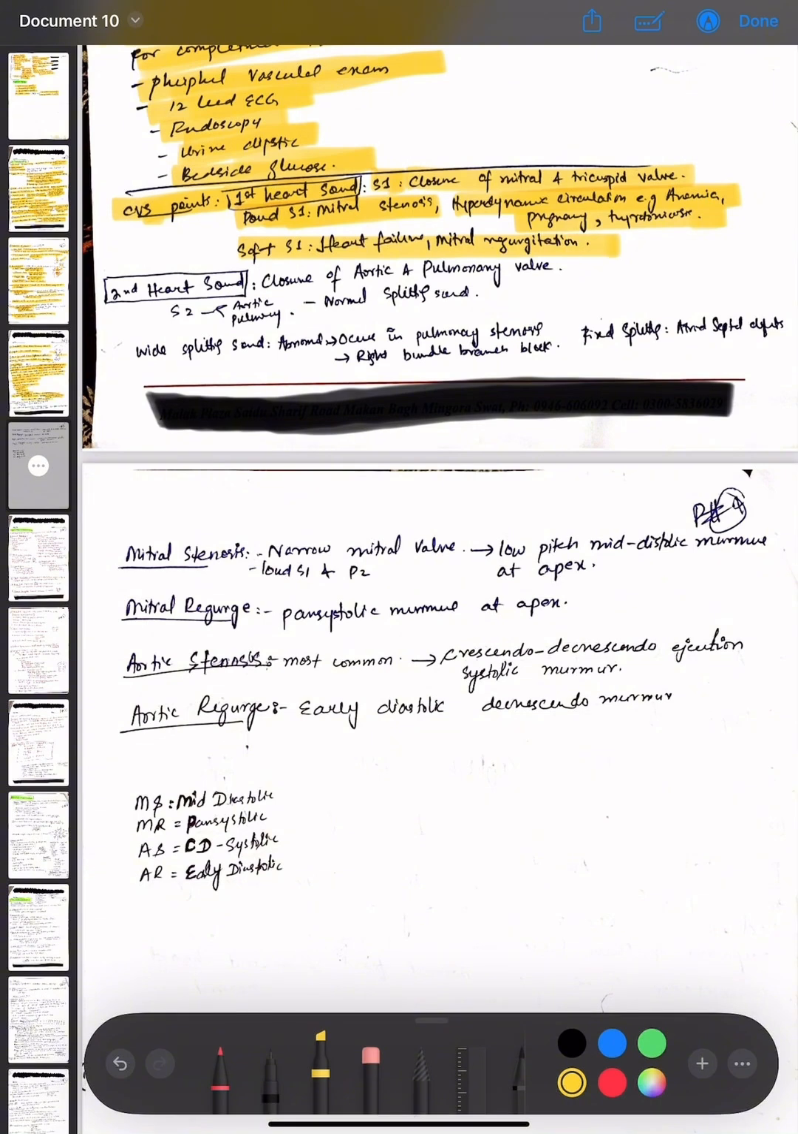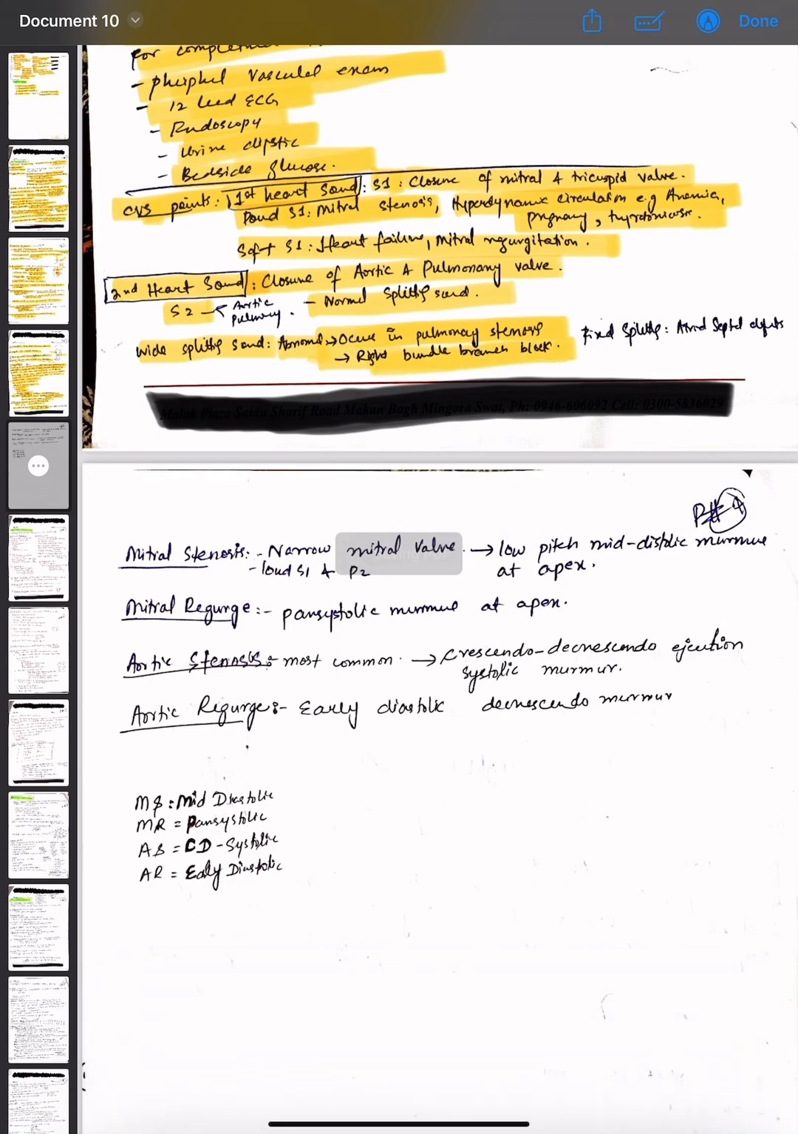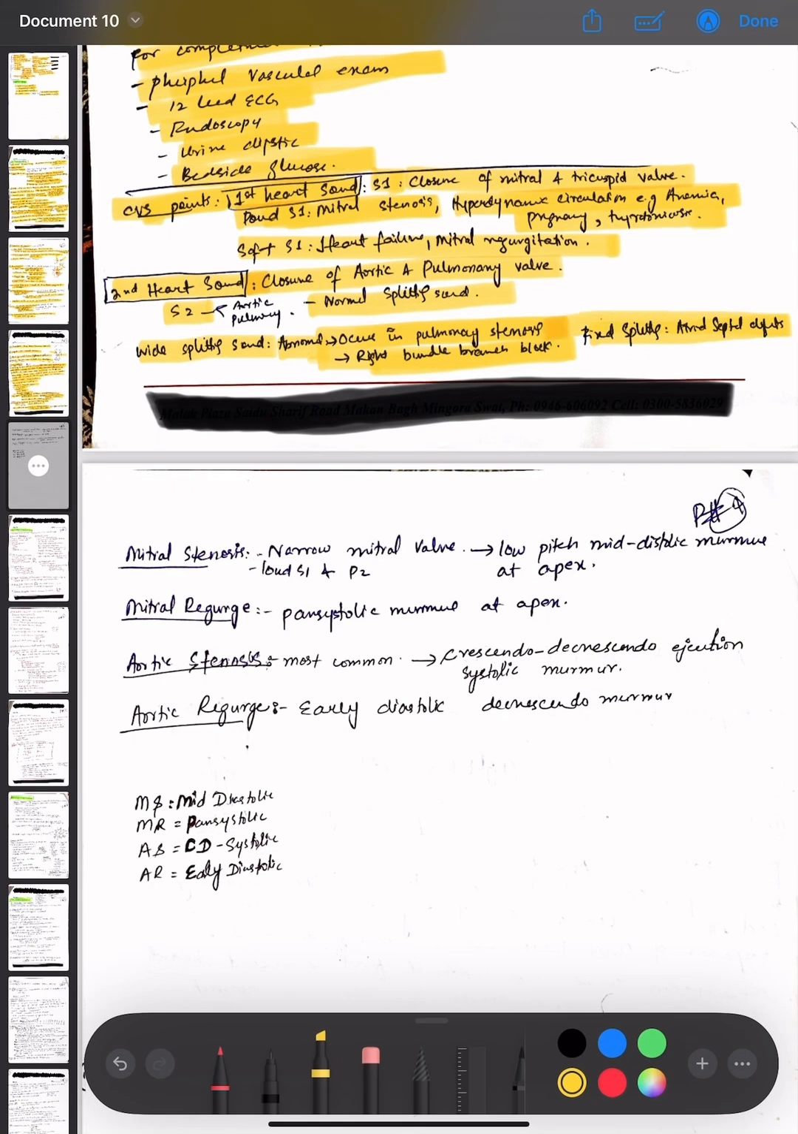Then we have the second heart sound, which is S2. It is due to the closure of the aortic and pulmonary valves. It is normally a splitting sound. Wide splitting is when it takes long in splitting, and then there is abnormality, and the abnormality is due to pulmonary stenosis or right bundle branch block, and the fixed splitting is due to atrial septal defects.